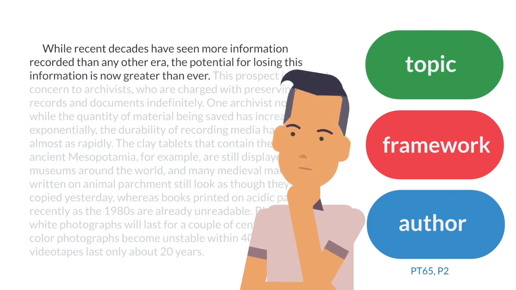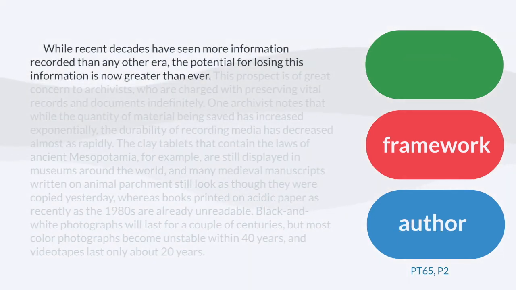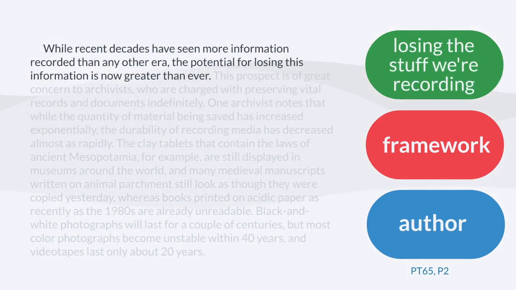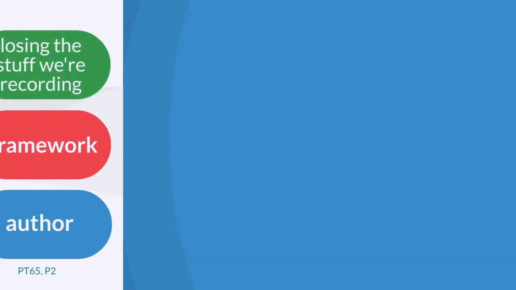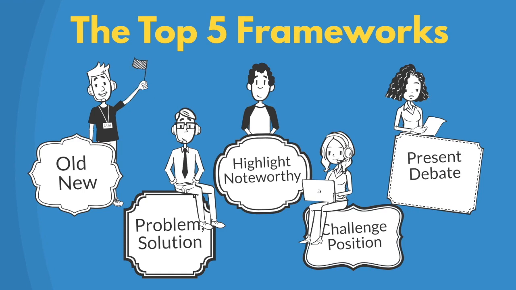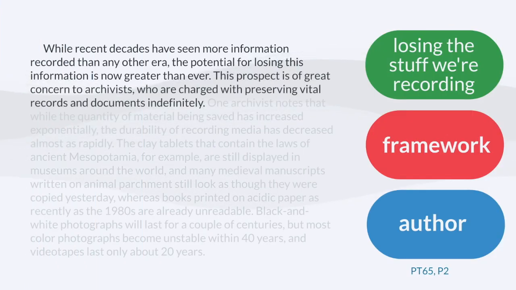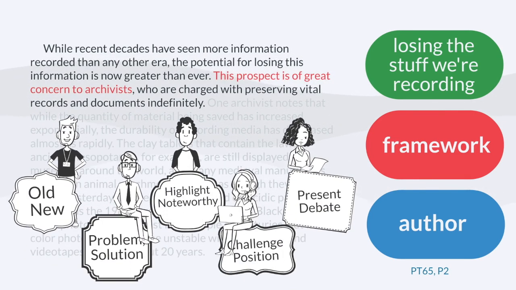All right, so it's saying the potential for losing this info is greater than ever. Well, I don't get that, but all right, my topic is we're gonna lose all the stuff we're recording. Now I need to go shopping for a framework. We discussed the top 5 in the second video. Old, new, yeah, I see ya. Seems like a pretty worthy choice because of recent. But then we do get a second sentence saying, this prospect is of great concern to archivists. That kind of sounds like we're describing a problem, so maybe problem solution would be better.